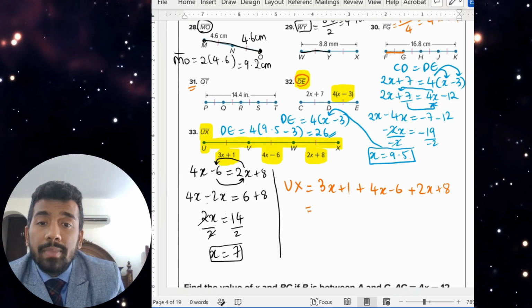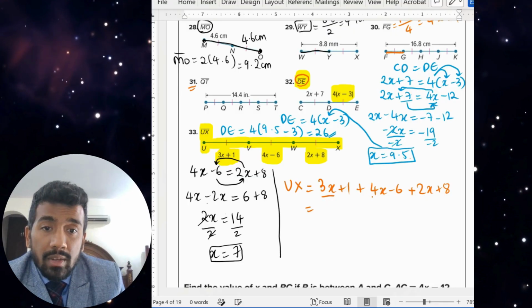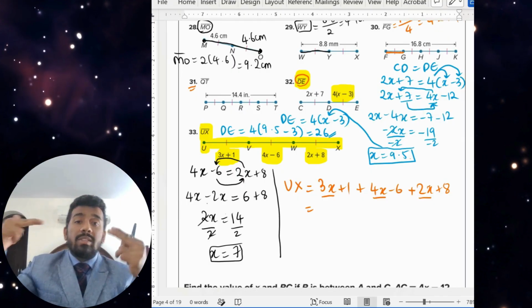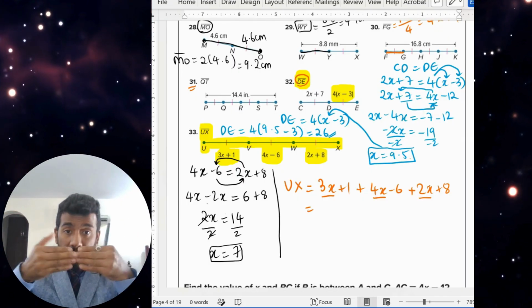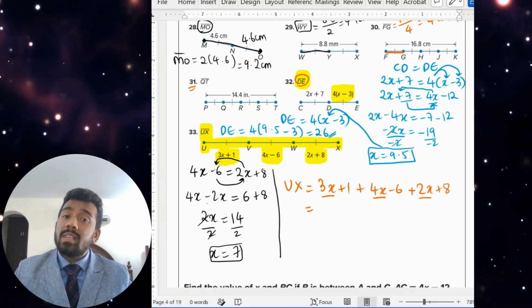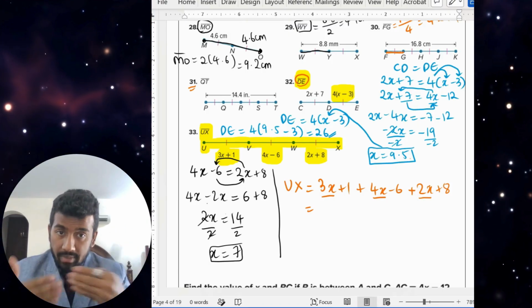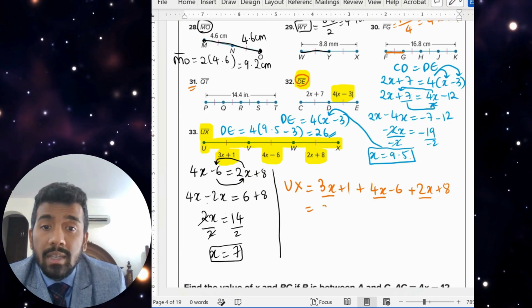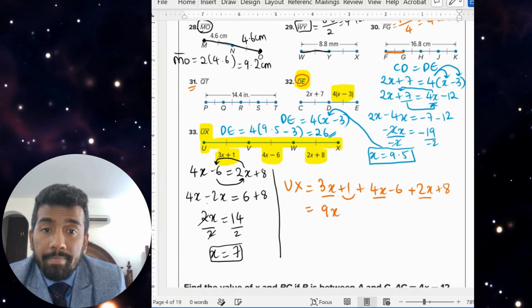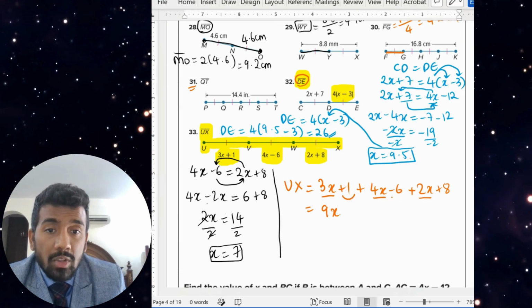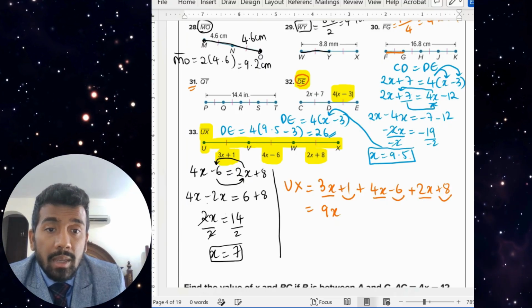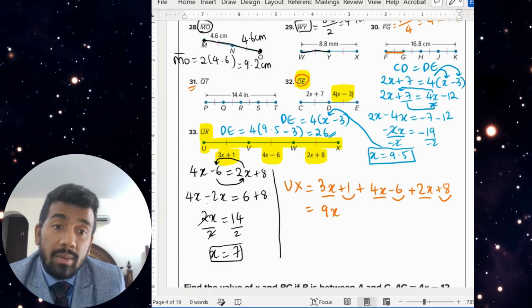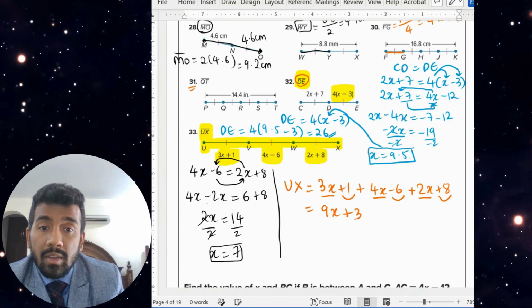Now when you add them, add the x and x together. Okay, we don't need to move anything now. We only move across the equal sign. When they are together, we just club them together. So 3x plus 4x, 7x, plus 2x, 9x. Plus 1, numbers also together, minus 6, plus 8. So plus 1 minus 6 is minus 5, plus 8, that is 3.